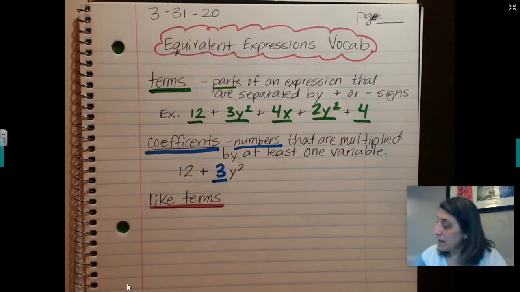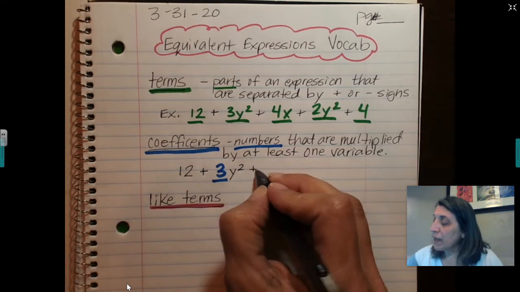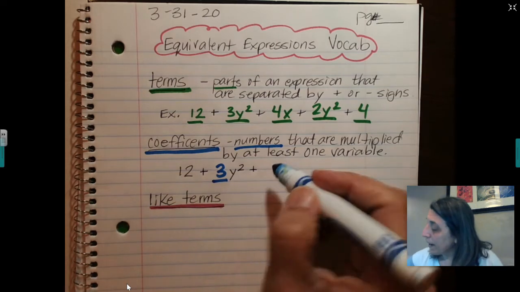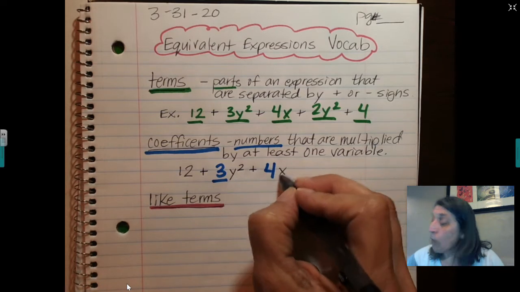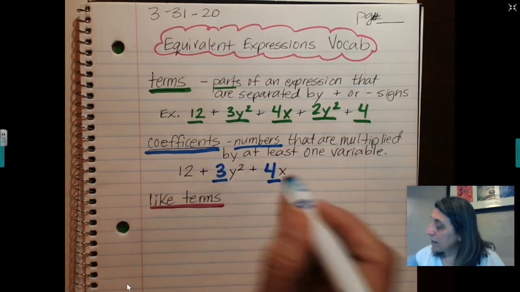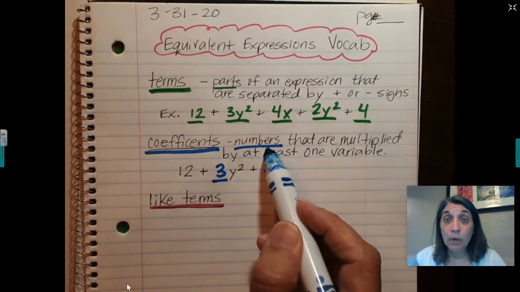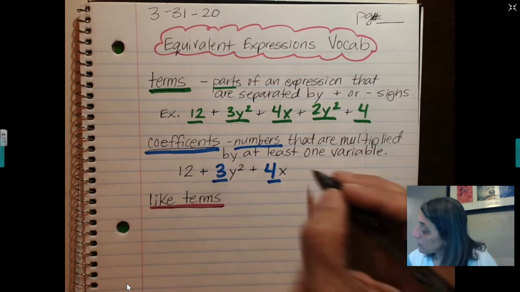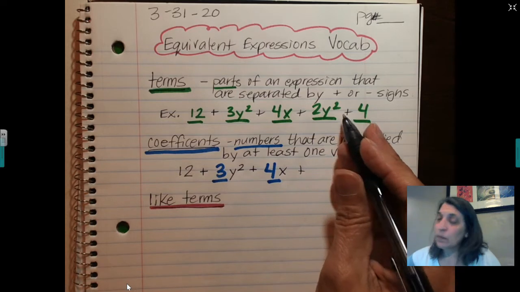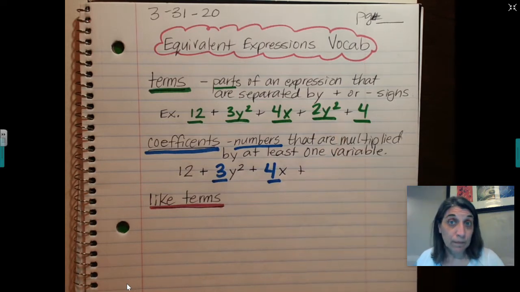Okay, so let's look at the next one, 4x. What do you think the coefficient in 4x is? If you guessed 4, you're correct. Only the 4 is the coefficient, because it is the number that is being multiplied by at least one variable, x. Okay, what's the next one? 2y squared. What do you think is going to be blue? Hopefully you said the 2.